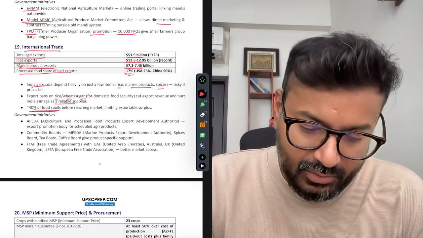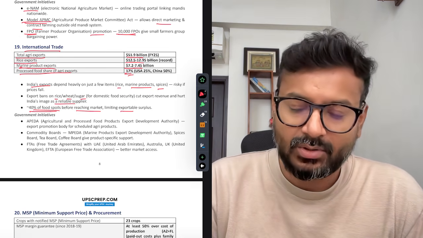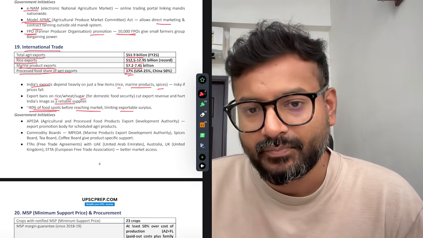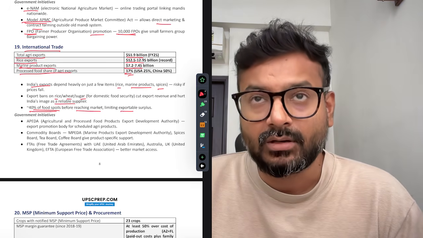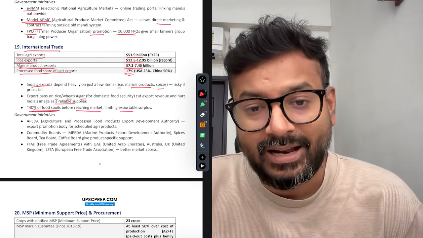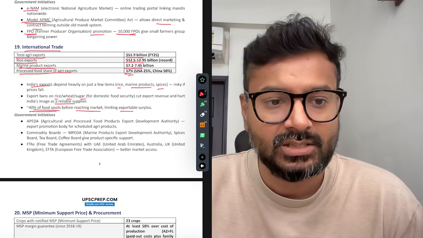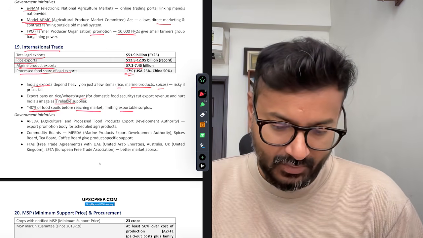Also, 40% of food spoils before reaching market, which limits our exportable surplus. We are not able to ensure less wastage. At the same time, particularly the developed countries, European countries, USA, require higher levels of standardization, which at times India is not able to meet.